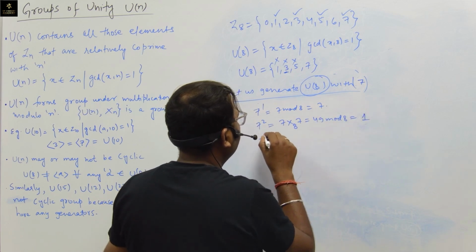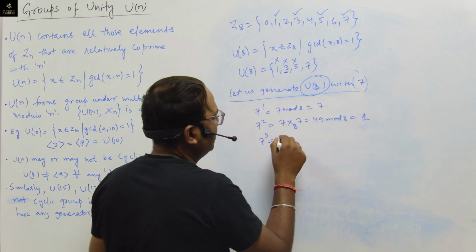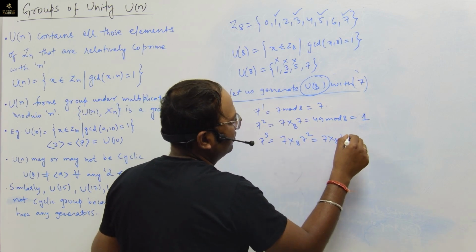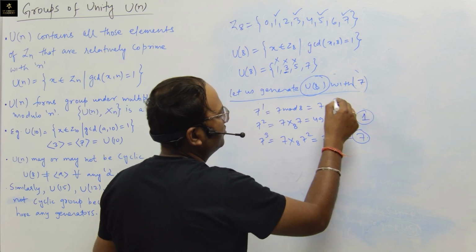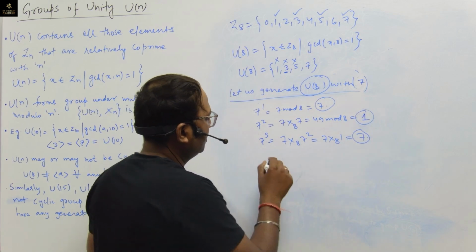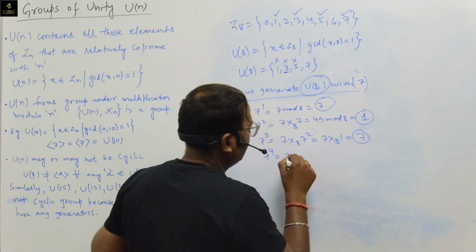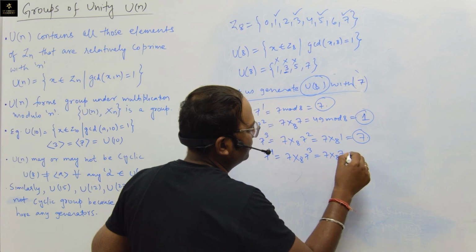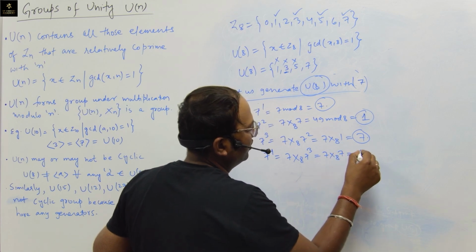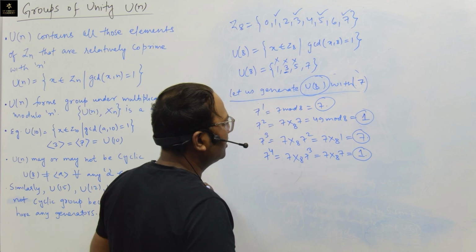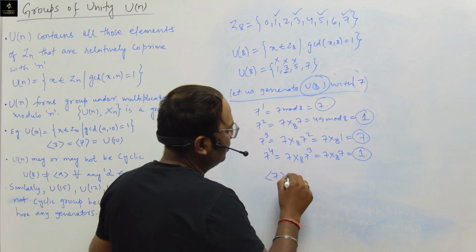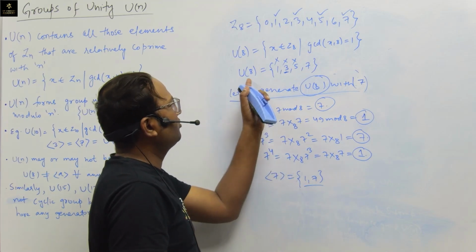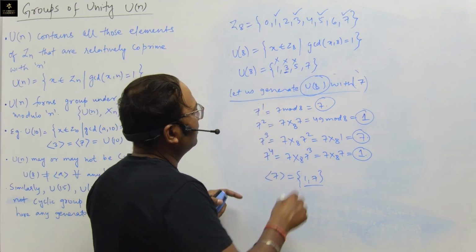Now we have 7 cube. We have operated 7 three times. This is 7 cross 7 square. This is 7 cross 1, which is 7. So elements are again getting repeated. Now let us write down 7 to the power 4. This is 7 cross 7 cube. This is 7 cross 7, which is 49 mod 8. This is 1. The elements are again getting repeated. So 7 is generating only 2 elements, that is 1 and 7. 1 and 7 is also a subgroup of U8 and not the complete group. So 7 is also not generating.